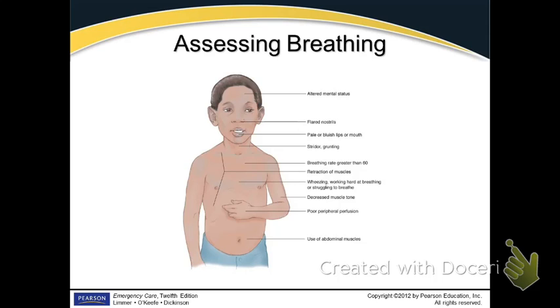You're going to notice increased rate of breathing for a child who's in respiratory distress. We talked about retraction. Decreased muscle tone is going to go along with potentially not getting enough oxygen, so your body just doesn't work as well. You kind of go limp. Use of abdominal muscles, we said kids do this anyway, but if you see a lot of that and you see the retractions and other stuff, that's a good sign that they're having trouble breathing.